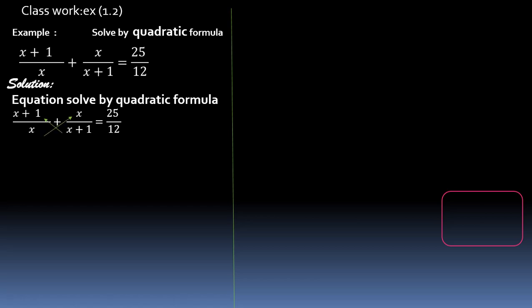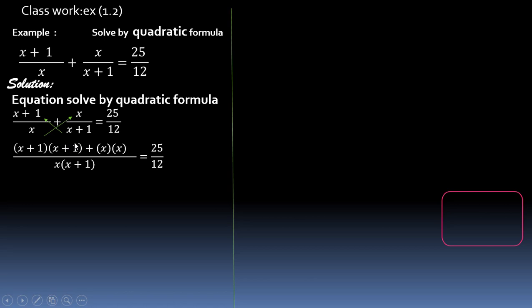x plus 1 multiplied by x plus 1 gives x plus 1 whole square, and x multiplied by x is x square. The LCM of the equation is x multiplied by x plus 1 multiplied by x plus 1 and x multiplied by x. x plus x and x plus 1 are multiplied with each other and put in the denominator, x plus 1 whole square.